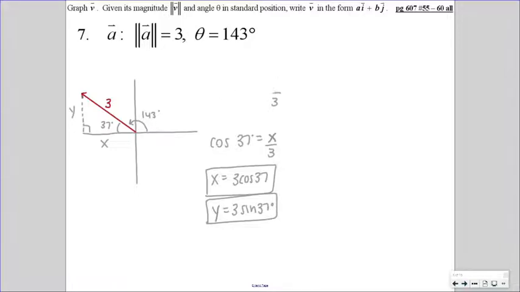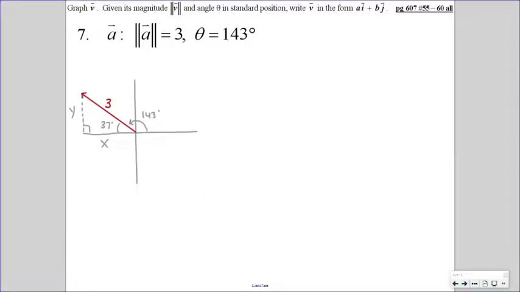But the other thing we can do is we can use that 143 degrees. And if we use 143 degrees, what happens is we get the sign right every single time. So I can also say that the sine of 143 degrees is equal to y over 3, which means y is equal to 3 times the sine of 143. And the cosine of 143 degrees is equal to x over 3. So x is 3 times the cosine of 143.